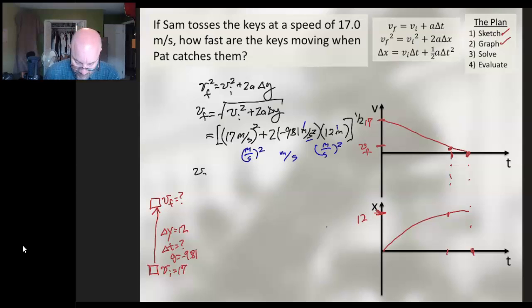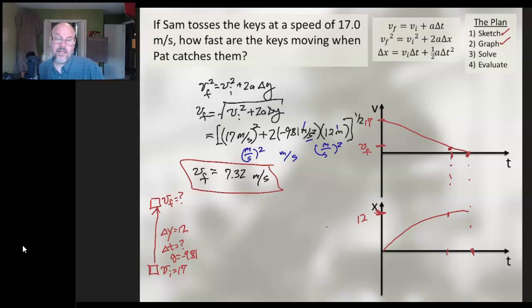So my final velocity then, when I run all those numbers, is 7.32 meters per second. There we go. So they're still moving pretty quick once they get to Pat. And so we might anticipate they'll go quite a ways past Pat.